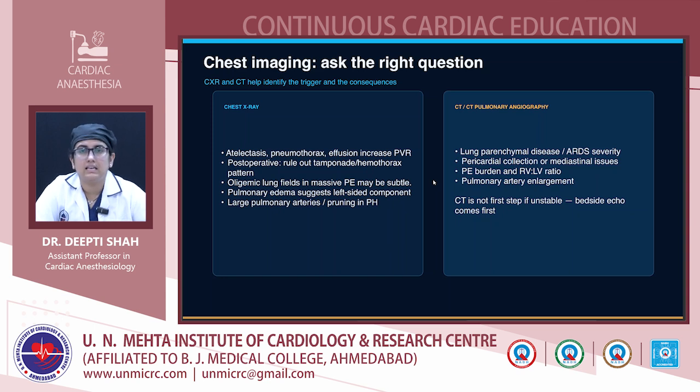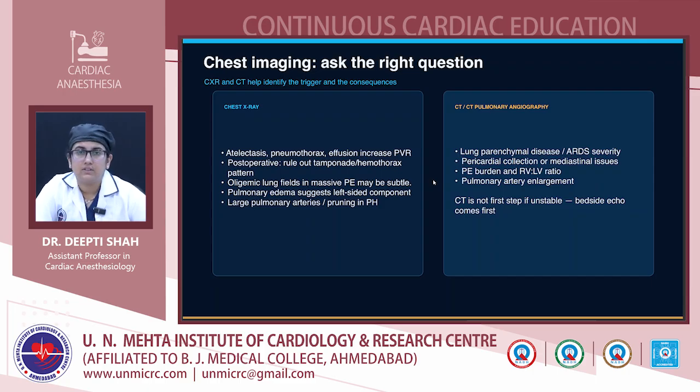So in these patients, CTPA can also be helpful. They can help us in diagnosing lung parenchymal disease or the severity of ARDS. They can also help us in diagnosing pericardial collection, or any kind of mediastinal issue. Pulmonary embolism burden or RV to LV ratio can be seen in the CT or CTPA films, and pulmonary artery enlargement can also be seen in the CTPA.